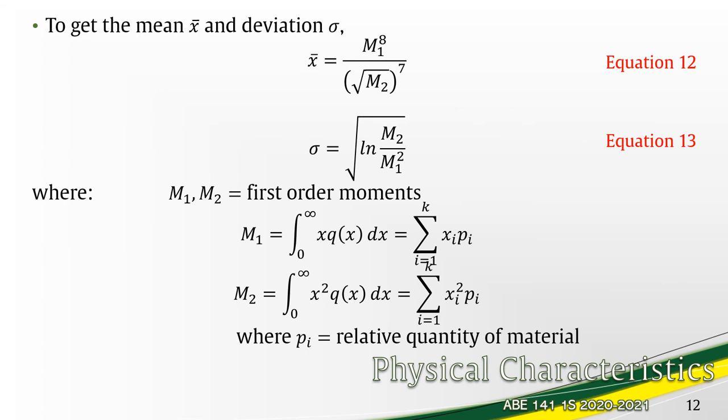And we get the mean x bar and the deviation sigma with equations 12 and 13. These are further determined with the intermediary variables m1 and m2, which are functions of the p sub i, or the relative quantity of material. We have m1, the summation of x sub i times p sub i, and m2 is expressed in x sub i squared multiplied by the p sub i. We have to sum that up.